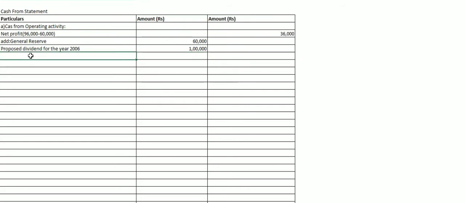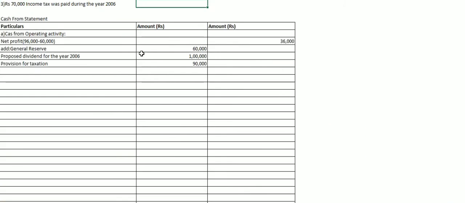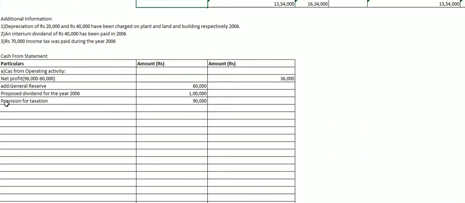Then if you have any provision for taxation, so that will be added up, which is 90,000. How do you get this 90,000? So in your ledger account, so if you see your ledger account, so provision for taxation, the current year provision is 90,000. So the current year's provisions and proposed dividend will be added. Next, your interim dividend paid.